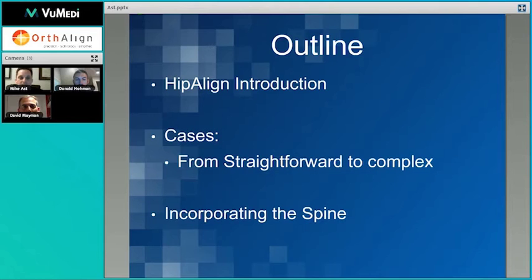Tonight, we'll go through a basic introduction of the technology. I'll talk a little bit about how it works and the basic setup, and then Don's going to take us off in some case presentations, and then we're going to finish up with Dave talking about incorporating the concept of the spine and how to deal with complex spine deformities in the setting of hip replacements using navigation, and then we'll have a few extra minutes for Q&A.